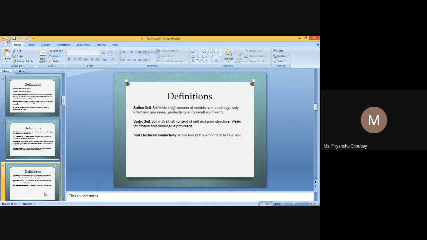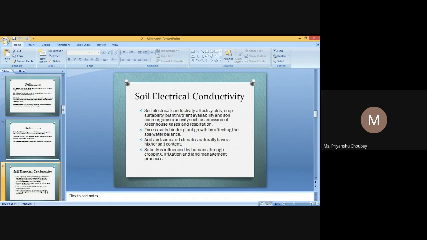Soil electrical conductivity is a measure of the amount of salts in soil. It affects crop yield, plant nutrient availability and soil microorganism activity, such as emissions of greenhouse gases and respiration. Excess salts hinder plants by affecting the soil water balance. Third, arid and semi-arid climates naturally have a higher salt content, and salinity is influenced by humans through cropping, irrigation and land management practices.